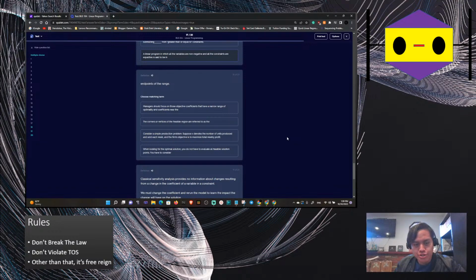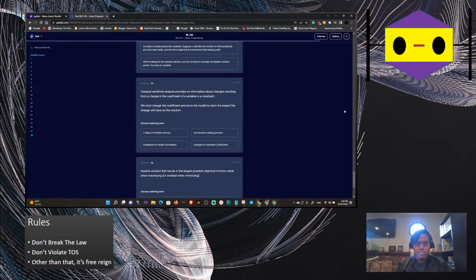Endpoints of the range. Managers should focus on those objective coefficients that have a narrower range of optimality and coefficients near the endpoints of the range.